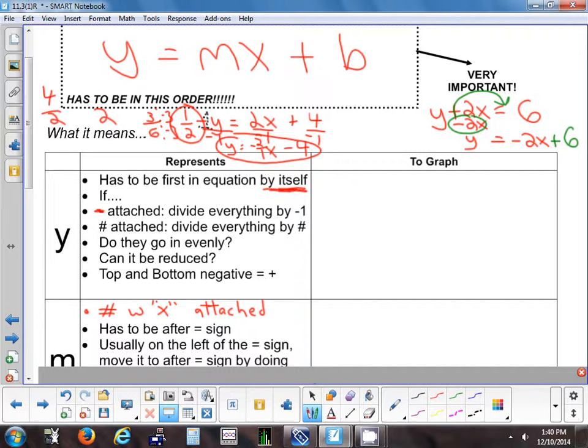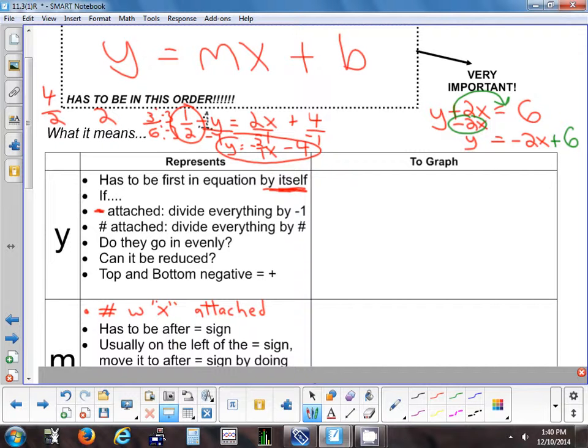Is that in slope-intercept? Is y by itself? There's nothing else attached. It follows the formula, right? The form. Y, y. Equal sign. Number with x, number with x. Just a number, just a number. It follows that form. Isaiah?